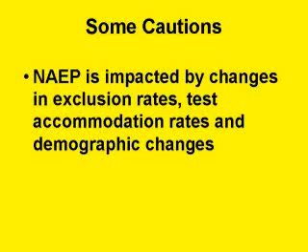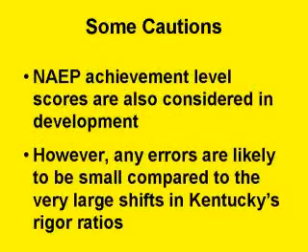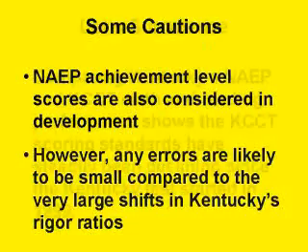Before concluding this program, I want to mention a few cautions. The NAEP is impacted by changes in exclusion rates, test accommodation rates, and demographic changes. However, changes for Kentucky in these areas have been fairly small since 2002, and although the rates are high, they have not changed very much, so that the impact on the NAEP rigor ratio in this program should be small. I also need to mention that the NAEP achievement level scores used in this program are considered to be developmental. However, any errors in these scores are likely to be small compared to the very large shifts in Kentucky's rigor ratios that we pointed out in this program.